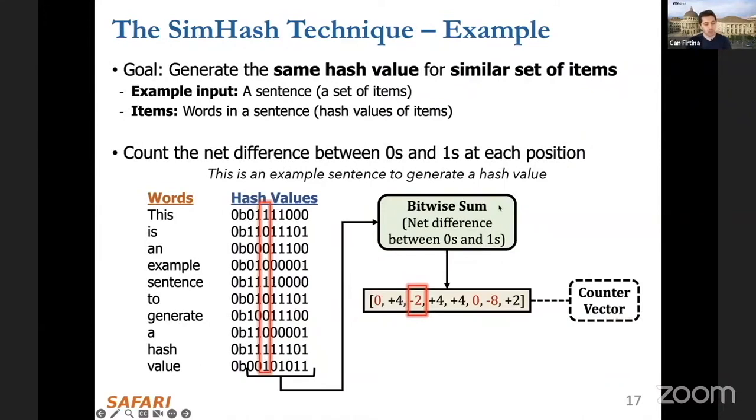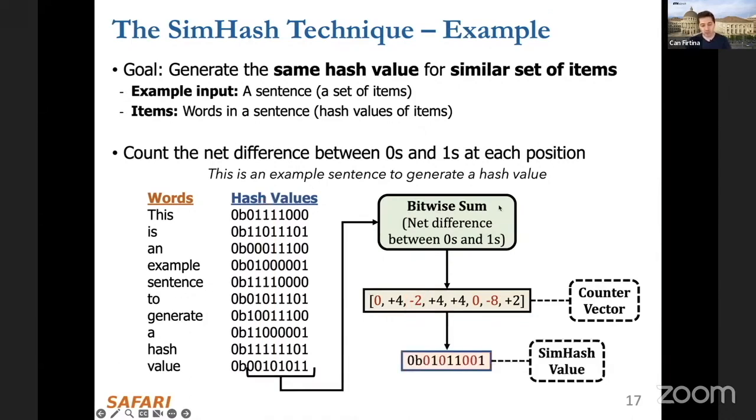So why is this important? This is important because we directly use this counter vector to generate the SimHash value of this particular set. So the set again was a sentence, and the items of that set were the words, and we use the hash values from all of the items of this set to generate this counter vector.